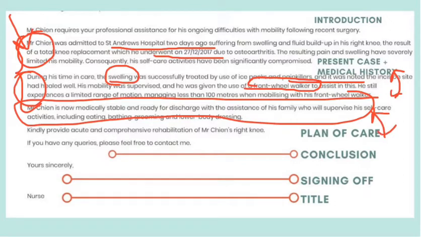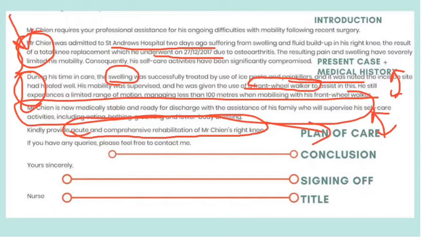That is provided. Mr. Chain is now medically stable and ready for discharge with the assistance of his family, who will supervise, and kindly provide acute and comprehensive rehabilitation. So this is the plan of care. The plan of care means the action that needs to be taken by the physiotherapist.